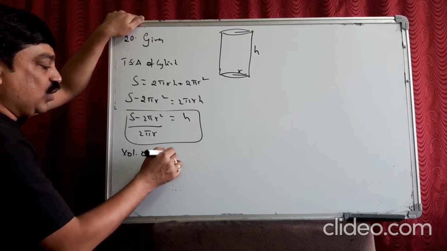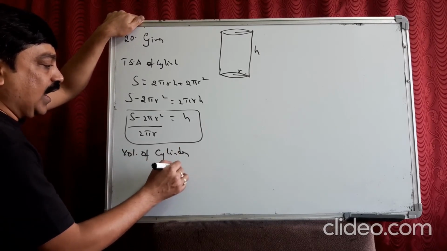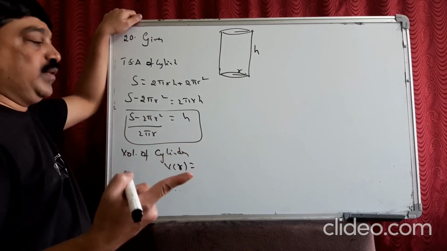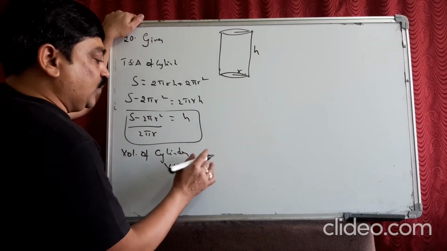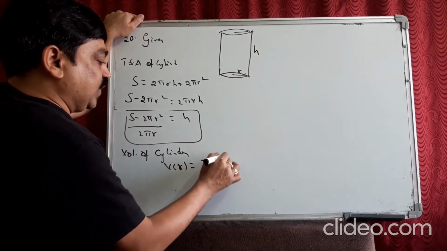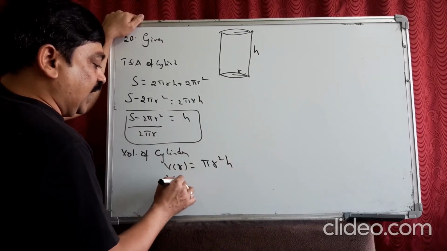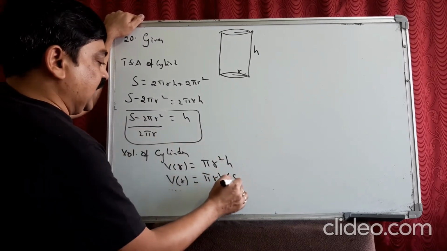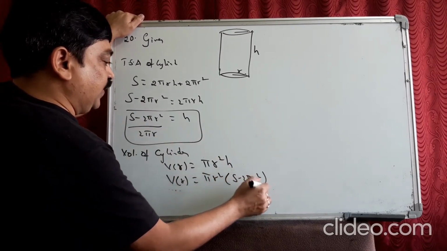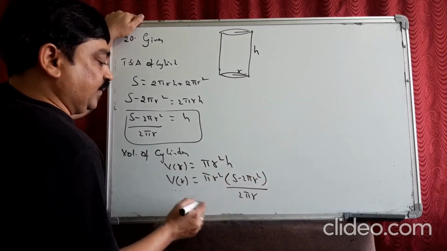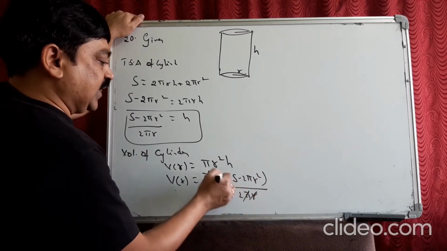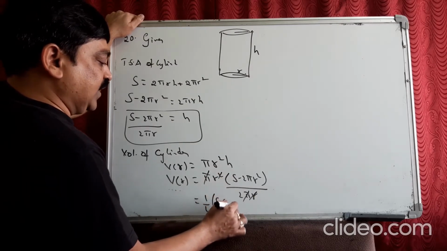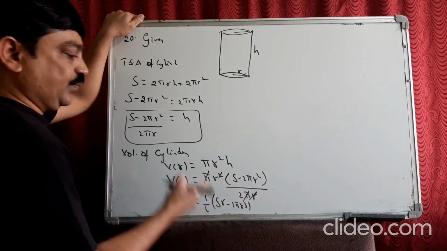So we start with volume of cylinder V of R, because we are going to convert the whole problem in terms of R. Actually, volume of a cylinder is pi R square h. So V of R, I convert the h also in terms of R: S minus 2 pi R square by 2 pi R. So pi gets cancelled, one R gets cancelled. So it becomes 1 by 2 of SR minus 2 pi R cube.